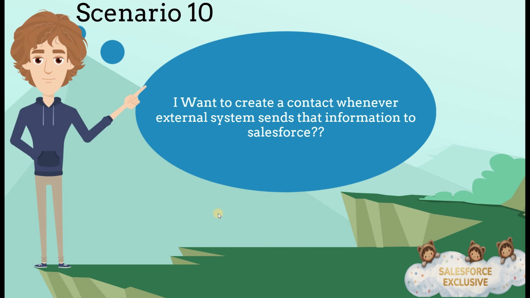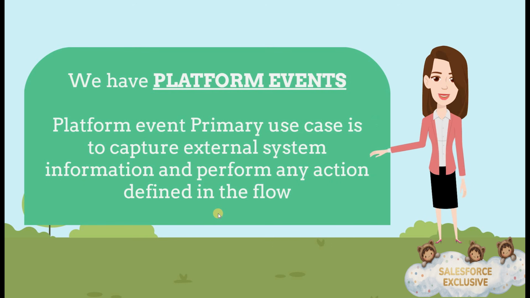Nice. Here is my scenario number 10. I want to create a contact whenever an external system sends that information to Salesforce. External system? Okay. We have platform events. The primary use case of a platform event is to capture external system information and perform any action defined in the flow. So whenever a platform event is created, we can have a triggered flow run on its creation, and we can write our own logic inside that flow.